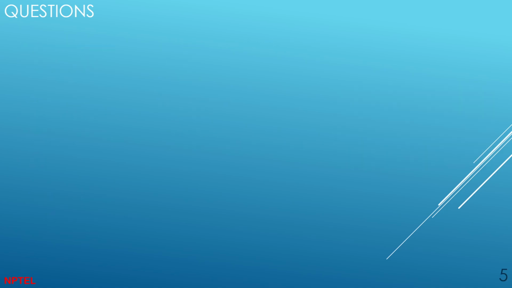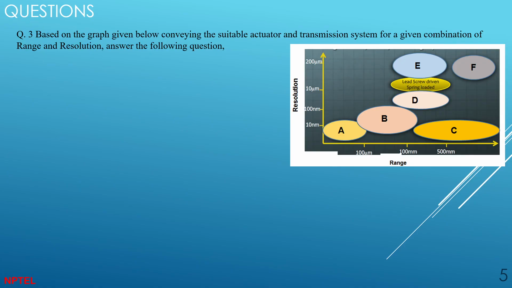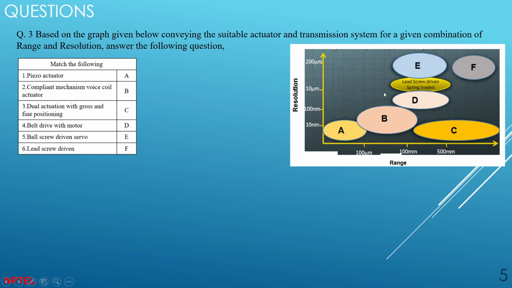So this is a multiple choice question. You can see here a graph of range versus resolution, and you need to guess what kind of actuator lies in each region. So region A is where you will get a very fine resolution, very small, and you will get a very small range.